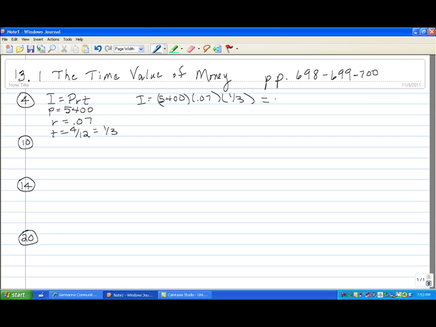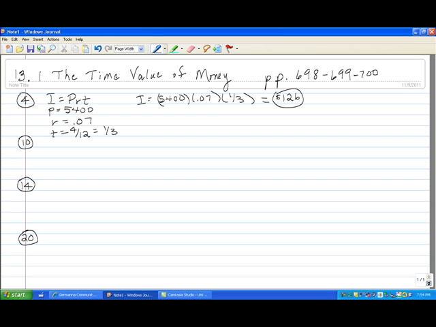So again, I'm going to use my calculator to keep from making careless mistakes. 5,400 times 0.07 times 1 divided by 3. Enter. Okay, I'm getting $126 interest. Okay, so that wasn't too bad.